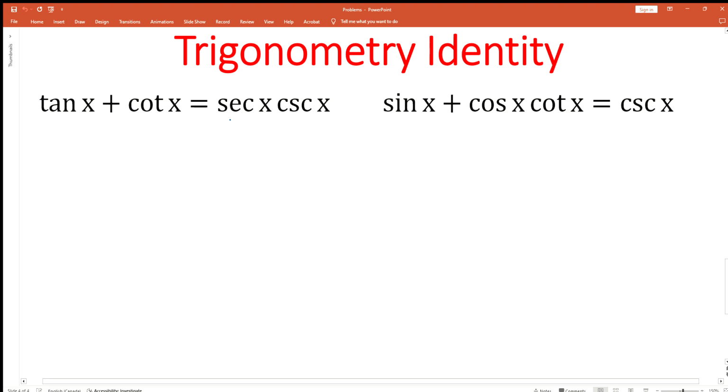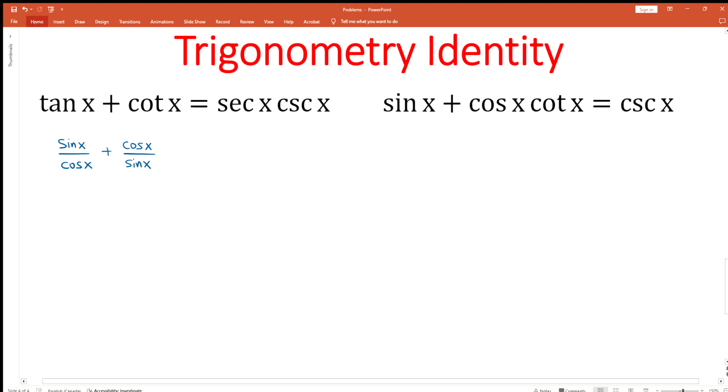The identity for tan x is sin x over cos x. The identity for cotangent x is cos x over sin x. We use these identities for tan x and cotangent x to break them down into sine and cos ratios because the expression on the right side has secant x and cosecant x, and we know that secant and cosecant ratios are reciprocal ratios for sine and cos.